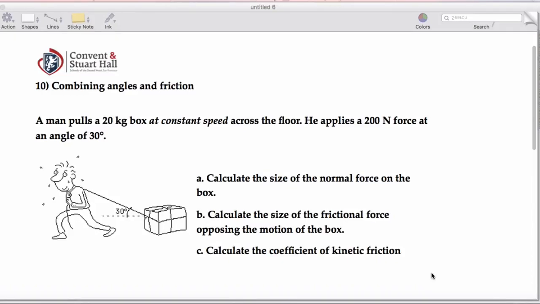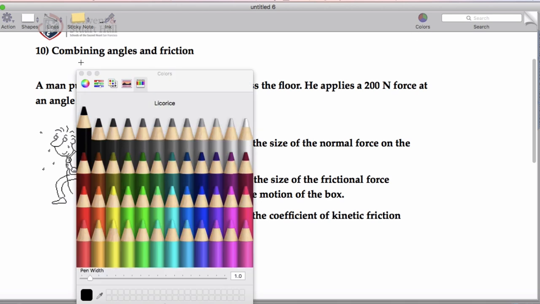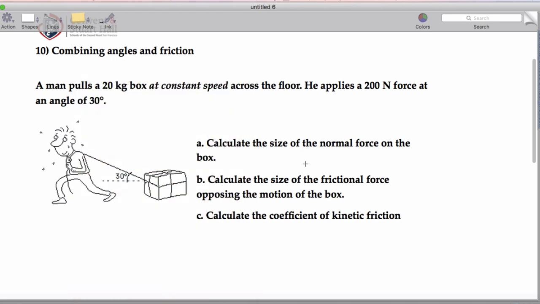All right, now we're going to combine angles with friction. So we have a man pulling a 20-kilogram box at constant speed across a floor. He applies a 20 Newton force at an angle of 30 degrees, and we want to calculate the normal force, the friction force, and the coefficient of friction.